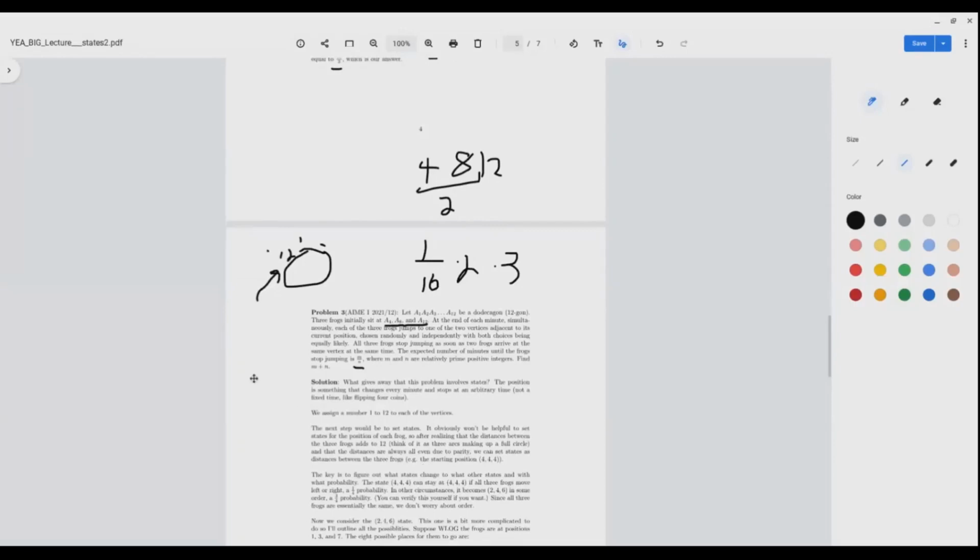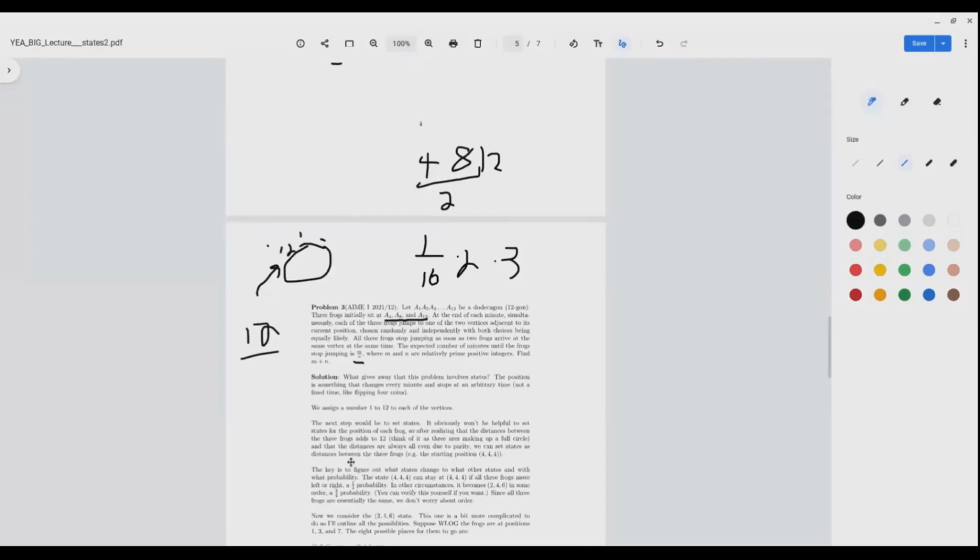After you realize that the distances between the 3 frogs always have to add up to 12, right? 8 minus 4 is 4, 12 minus 8 is 4, and 4 minus 12 is 4 around the circle, because the distance is 4, and those add to 12, and they're always going to add to 12. For example, if the 4 moves to 5 and the 12 moves to 11 and the 8 moves to 9, then you have 5 to 9 is 4, 9 to 11 is 2, 11 to 5 is 6, and those add up to 12. So they all add up to 12, and the distances are always all even due to parity, and that's kind of easy to notice as well.